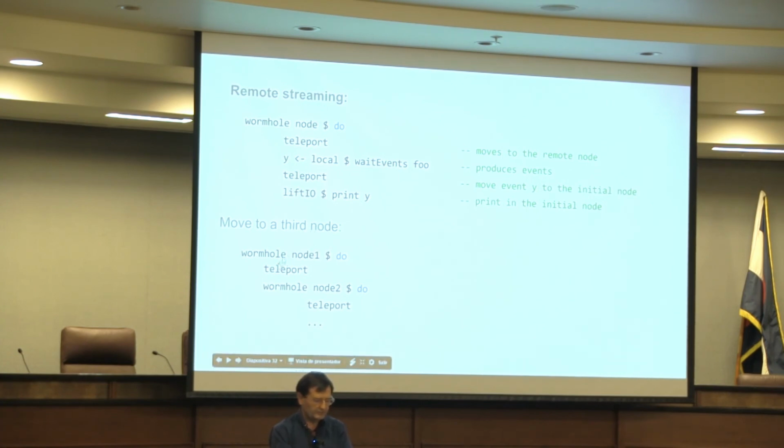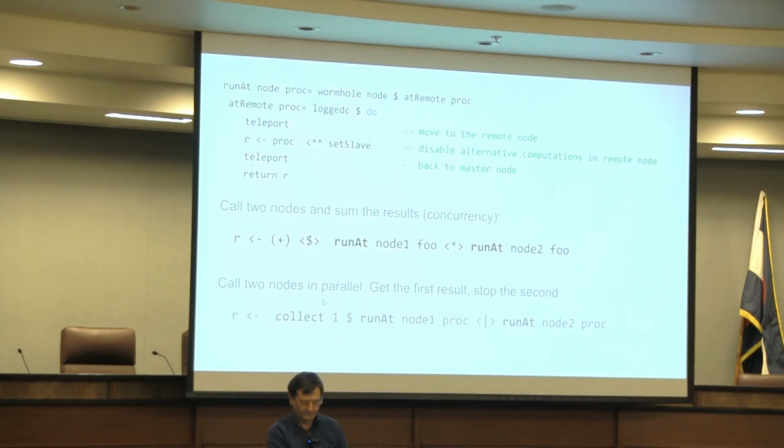Or we can also move to a third node, because once we are in the second node, we can perform more teleports. RunAt is a combination of two teleports and nothing more. We connect with a remote node, execute this remote computation, and return the result back.